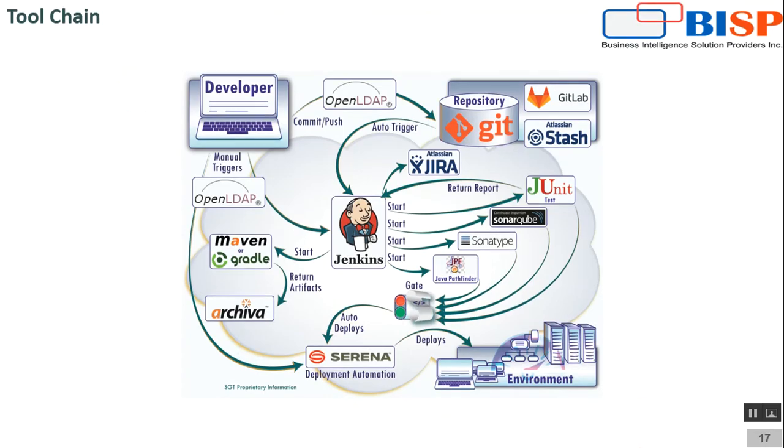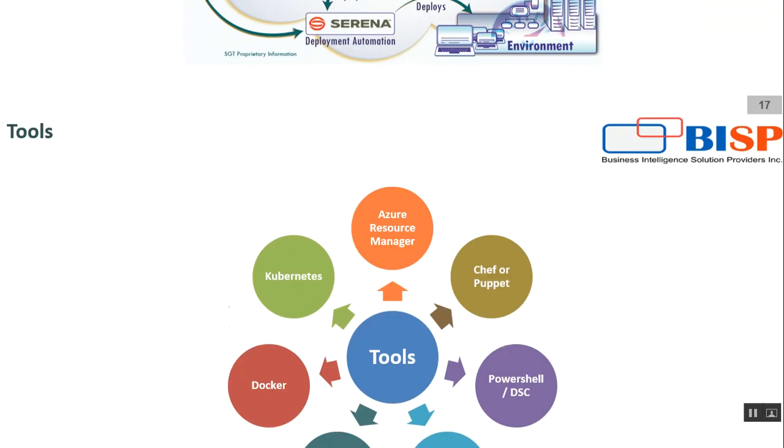This is a complete tool chain in which the build goes from the developer to Jenkins, which checks out the code from GitLab and runs some test cases with JUnit. There are quality gates like SonarQube, SonarType, Java Pathfinder, and Jira. If the quality gate is successful, it goes for deployments on the environments, multiple deployments using Chef, Puppet, and Ansible. So there are a lot of tools integrated with each other in the whole DevOps space.